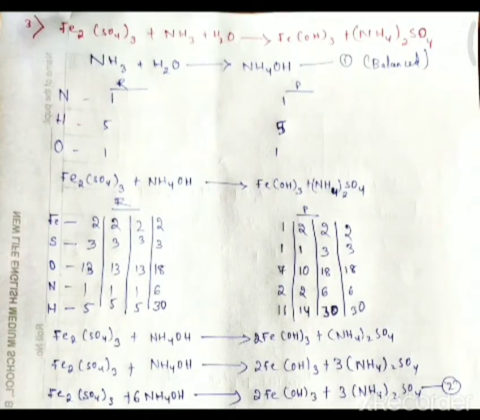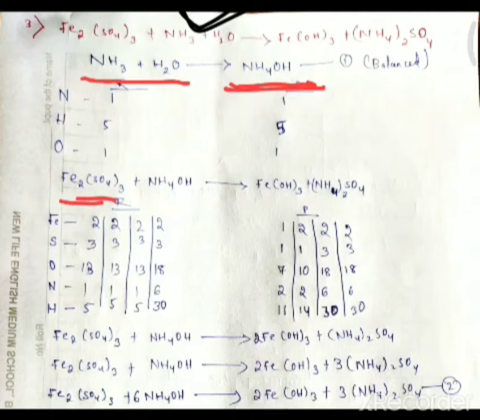So see, this is your question. We have to split it and balance, then we will add. So the first part is ammonia plus water, you will get ammonium hydroxide. Then the second part is ferric sulfate plus ammonium hydroxide, you will get ferric hydroxide and ammonium sulfate. So first balance the first equation.